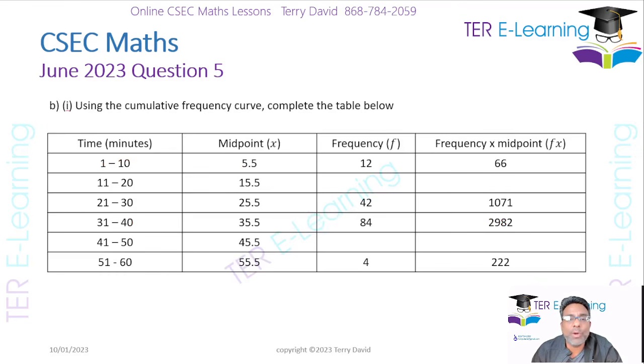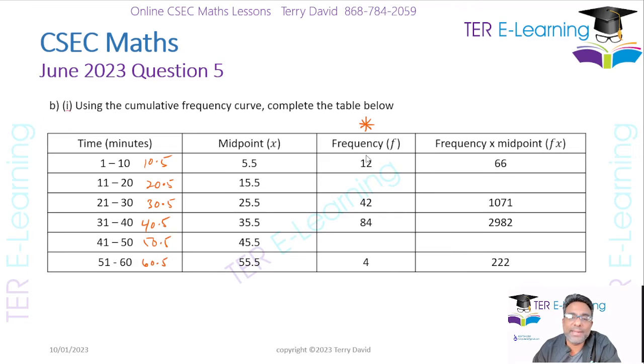All right, now they want us to use the cumulative frequency curve to complete this table. When you have a cumulative frequency curve, you can work backwards and work out what your actual frequencies are. Remember, when doing a cumulative frequency, we plot the upper class boundary against cumulative frequency. So what we're looking for on the graph are 10.5, 20.5, 30.5, 40.5, 50.5, and 60.5. Those are the values we need to read off to get the actual cumulative frequency.